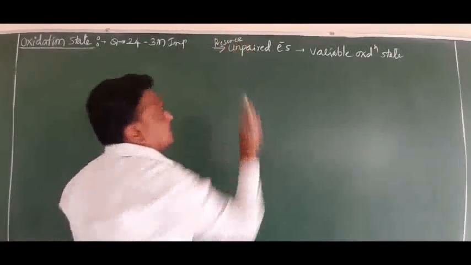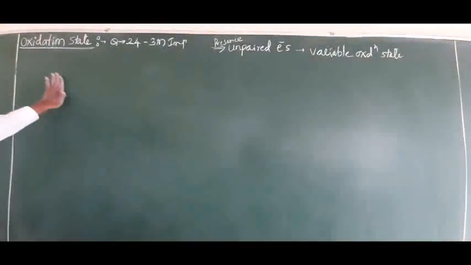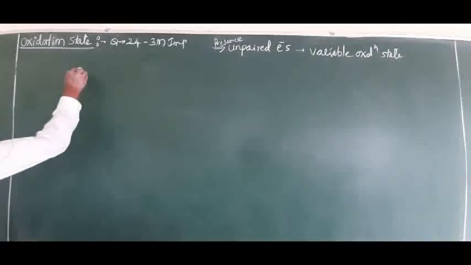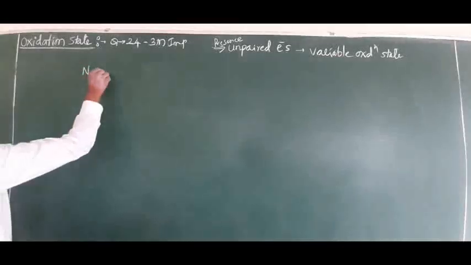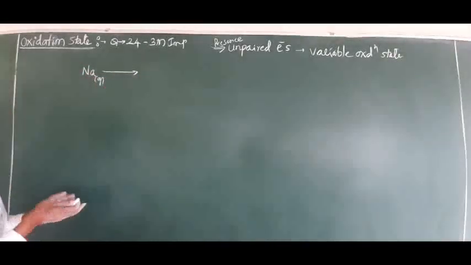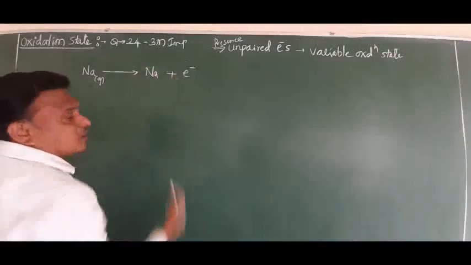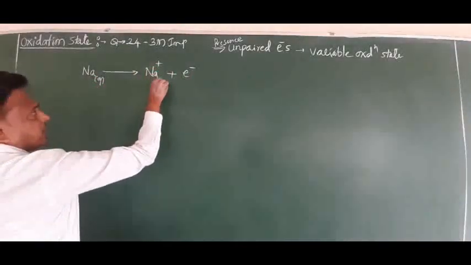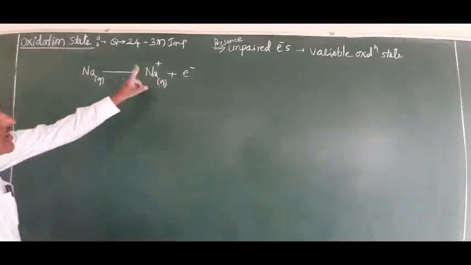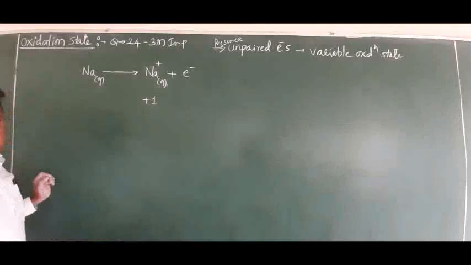Because of the presence of unpaired electrons, they have variable oxidation state. Before starting the oxidation state, what is the oxidation state? How can you know the oxidation state? Take an example of an atom. This is sodium. By providing energy, that is called ionization energy, the sodium can lose one electron from the outermost orbital, and now it becomes Na plus. What about the oxidation state of sodium now? Yes, this is plus 1. How to write the plus 1? Loss of 1 electron.